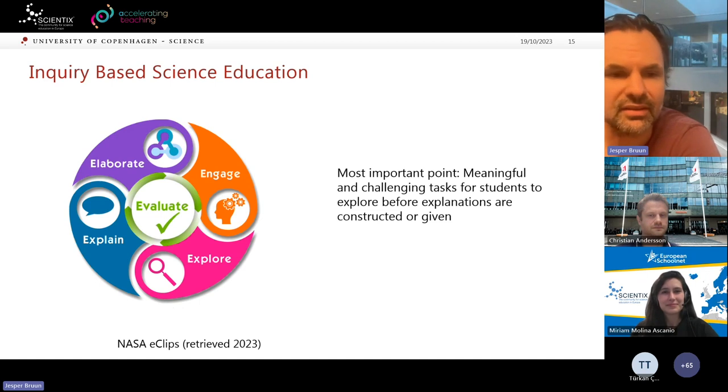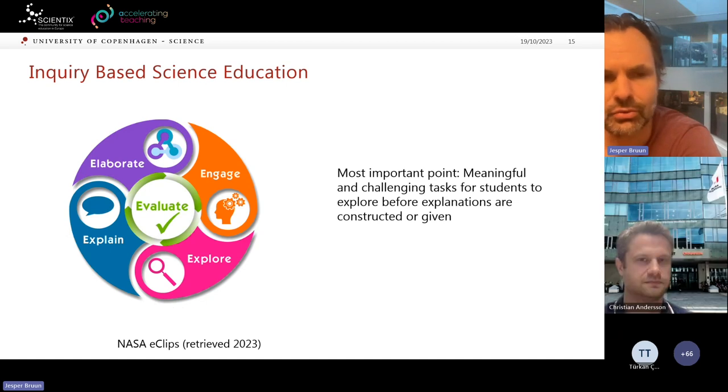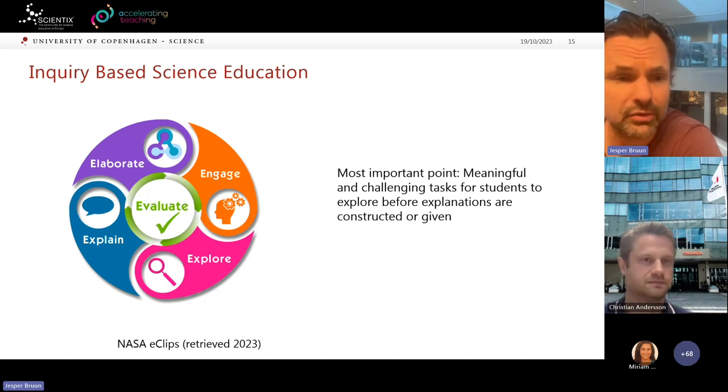And here you can see this is one of the very used models. You have a phase where you engage the students, then they are set to explore something, they explain or are explained to, that's a double-edged thing here, and then you can elaborate. And central to all of it is what is called evaluate, but it can be both formative assessment and summative assessment. So this is central also to all the phases. As a teacher, you always evaluate where the students are. And this is taken from NASA, but there are so many versions of this model.